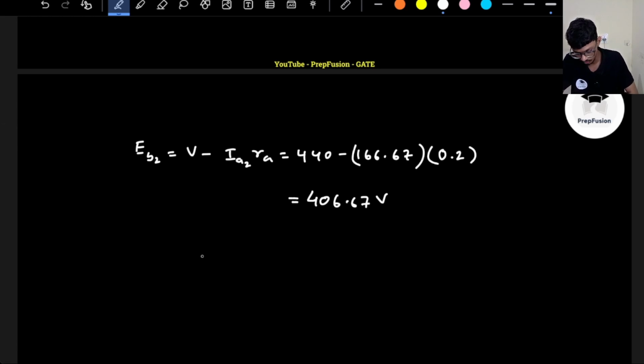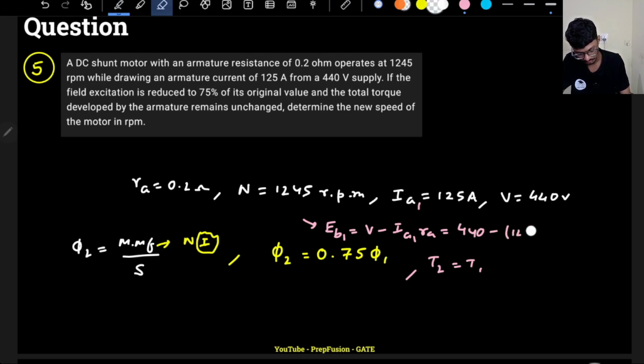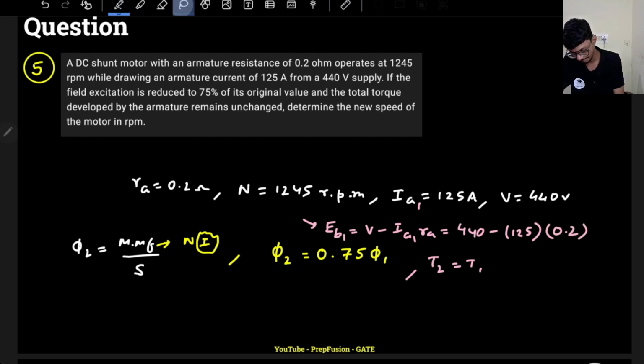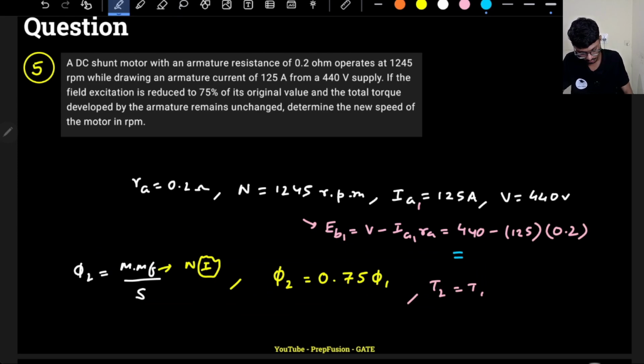Again I can simply solve this. What is the back EMF in the first case? I have not yet solved it. The back EMF in the first case will be V minus Ia1 into RA. V is 440 volts, it will not change, Ia1 is 125 amperes into RA 0.2. So this is 440 minus 125 into 0.2, which is 415 volts.